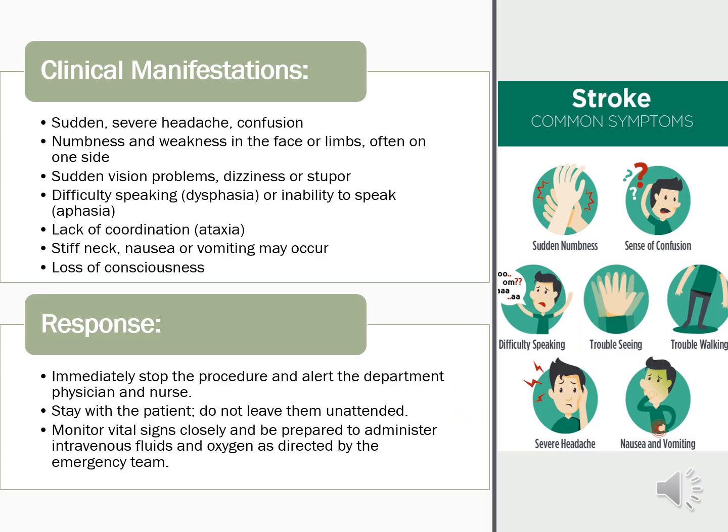Clinical manifestations of a stroke include sudden severe headaches, numbness or weakness on one side of the face or body, sudden vision impairment, confusion, dizziness, or stupor, difficulty speaking or understanding speech, lack of coordination, complaints of a stiff neck, and possible nausea or vomiting leading to loss of consciousness.